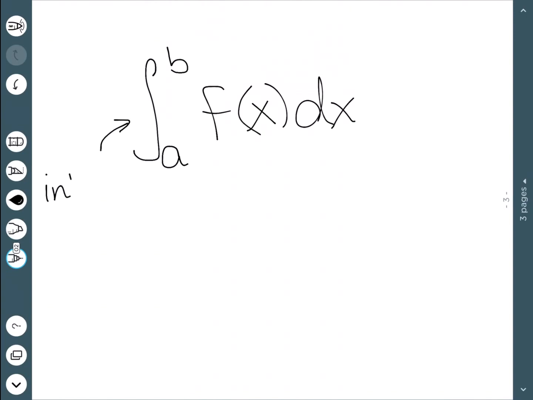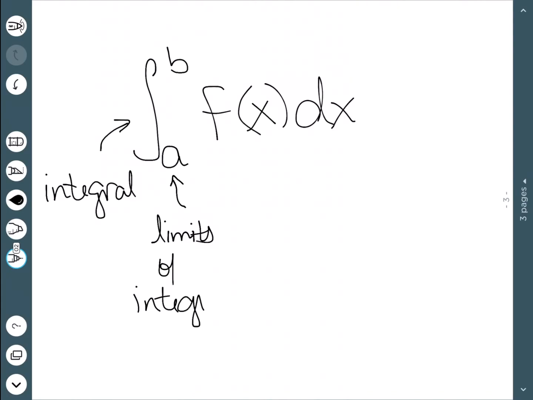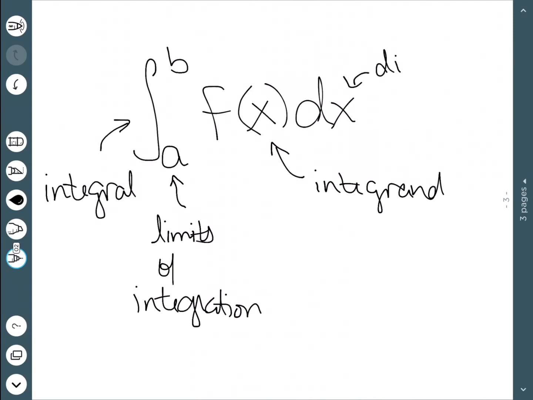This is my integral sign. It looks like a stretched out S. This a and b are my limits of integration. It tells me the bounds. This is called an integrand. And the dx part is called the differential.